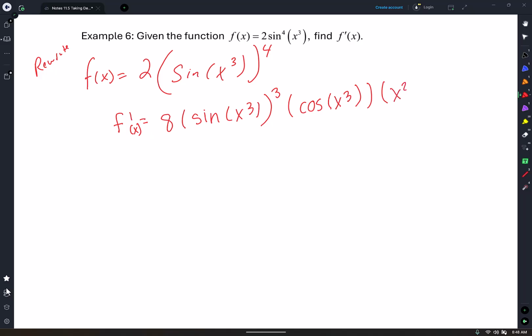x squared. I don't. 3x. No, 3x. 3x squared. Yeah. No, I just said kidding. 3x squared. You're the one who wrote x squared. Okay. Good job.